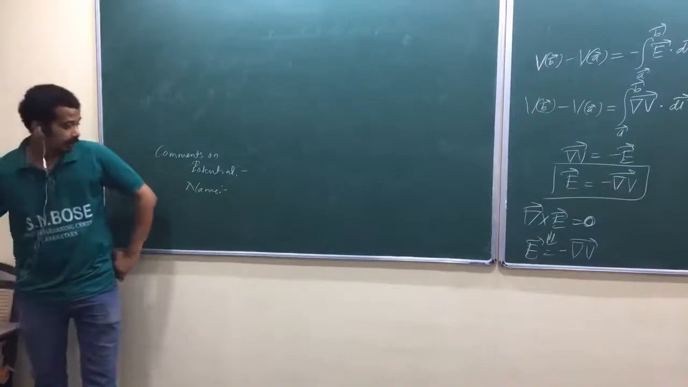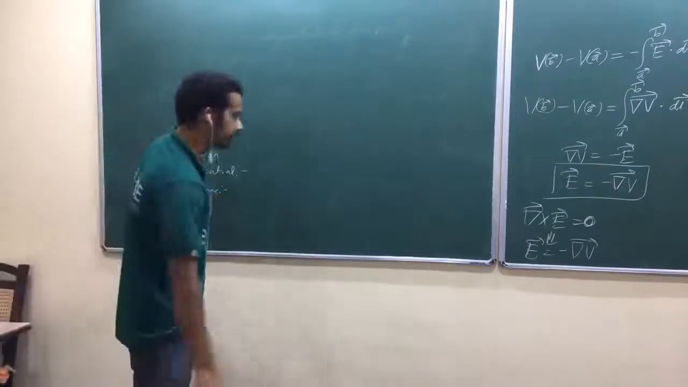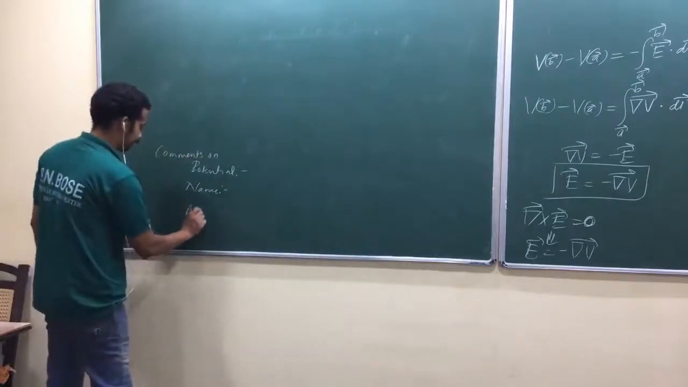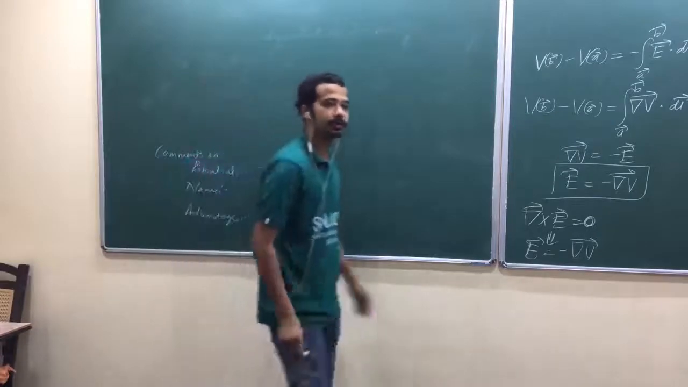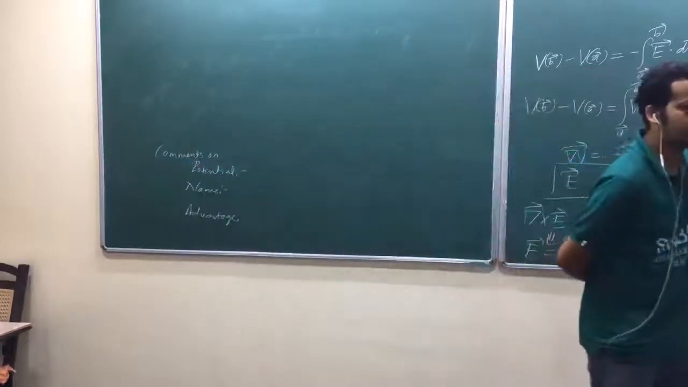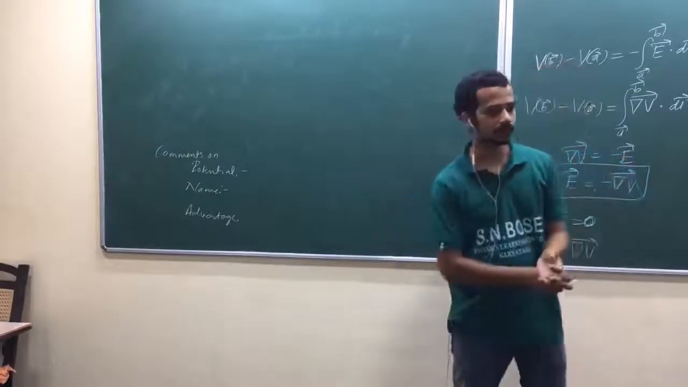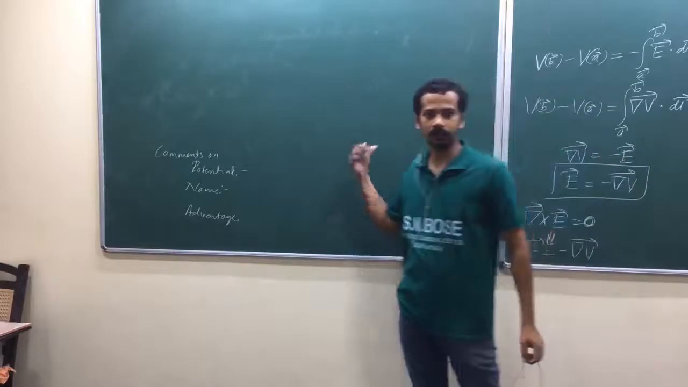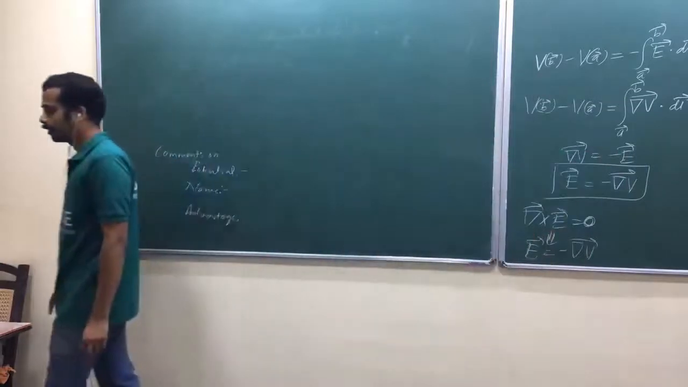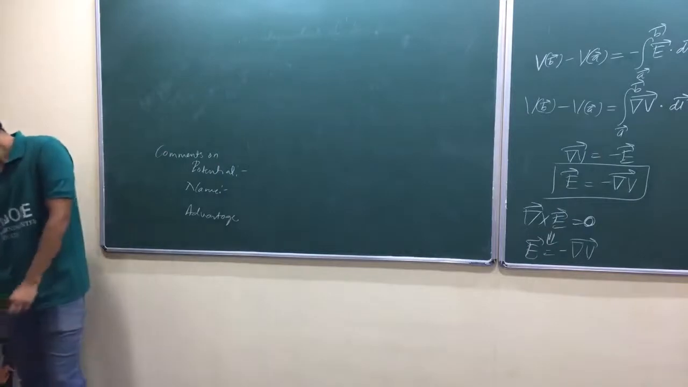So the second one is the advantage of the potential formalism. What is the advantage? It's a scalar quantity. Once you have some idea how to find it, it's very easy to compute, and we shall see that. We shall find the potential due to many charge distributions, okay, we shall do that.